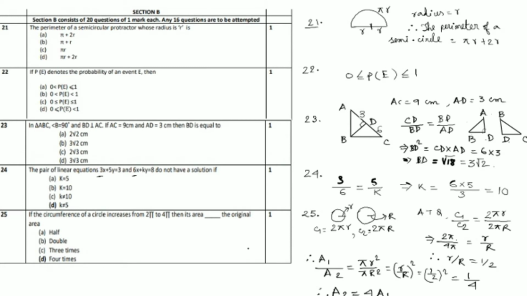Now we will solve section B. Section B consists of 20 questions of 1 mark each, and any 16 questions are to be attempted. Okay. But here I have solved all the 20 questions for you.